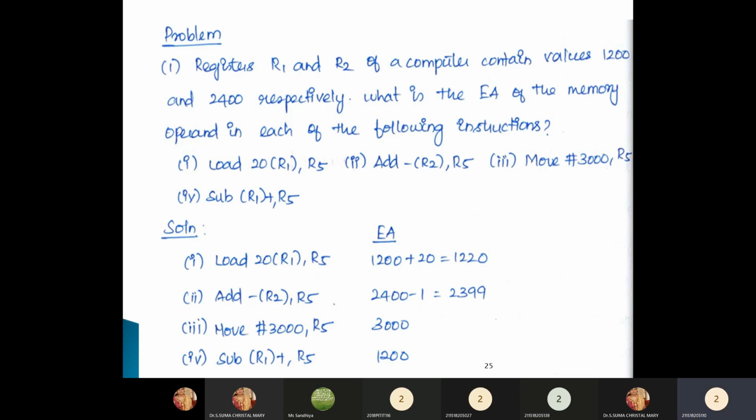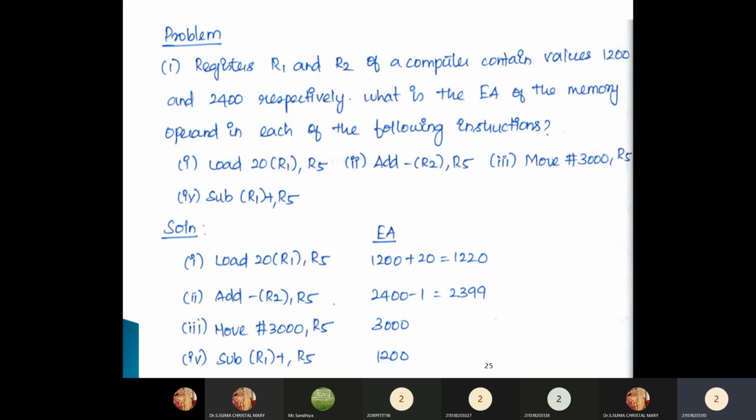Now the next instruction, add minus R2 comma R5. As you all know, R2 is 2400 as given in the question. So 2400 minus 1, we are adding that R2 to R5. So now we will get 2399.